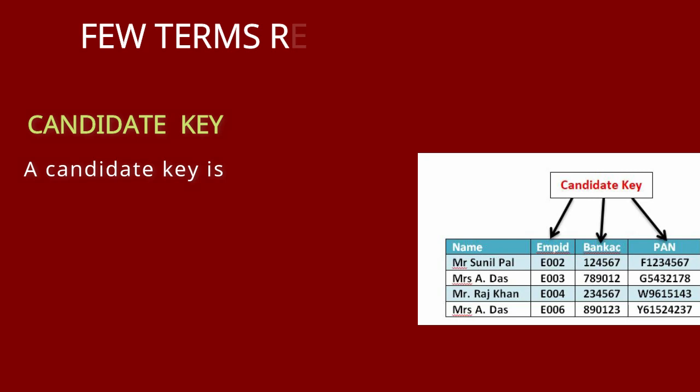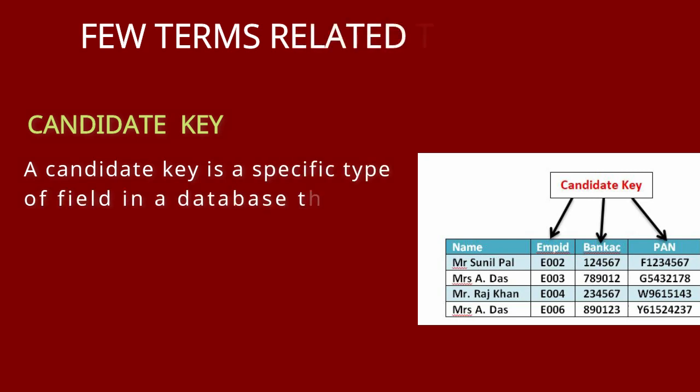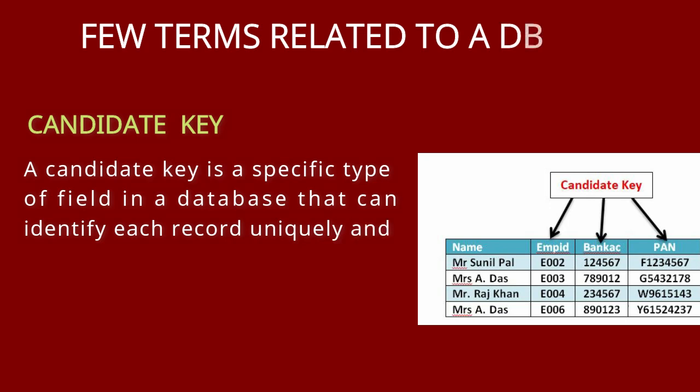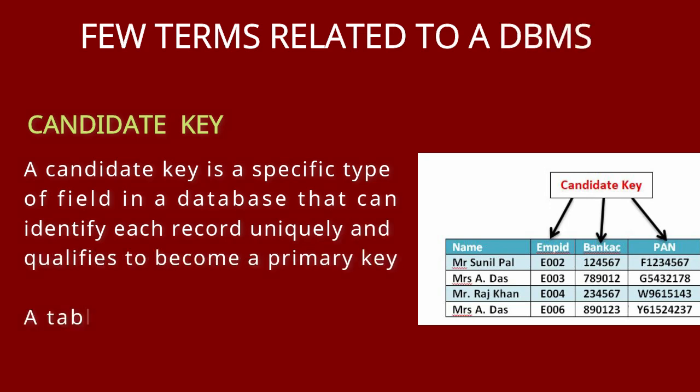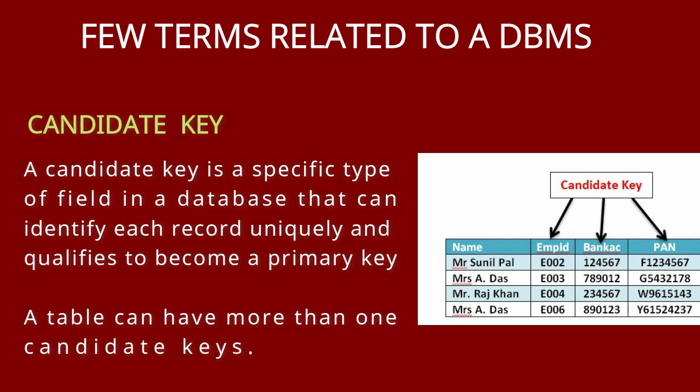What is a candidate key? See, a candidate key is a particular field in a database which qualifies to become a primary key column. Means the data in that particular column is uniquely defined. So in a table we can have two or more candidate keys. Maybe we have one primary key and the rest of them are candidate keys. They all qualify to become a primary key column.